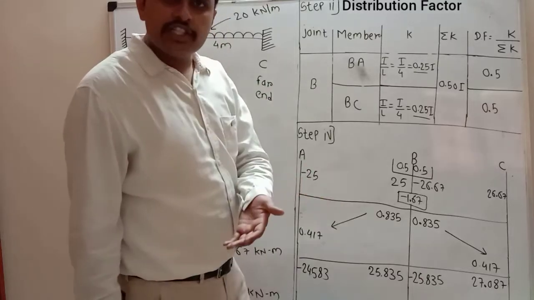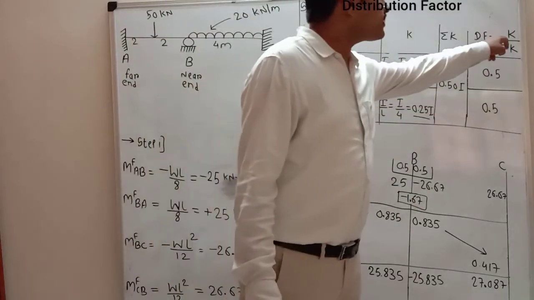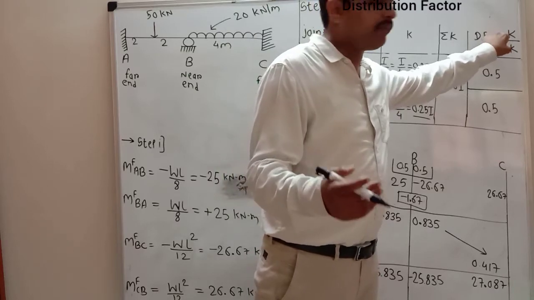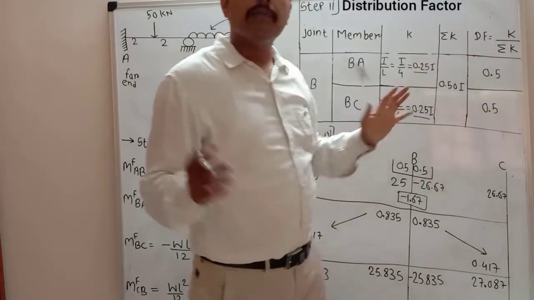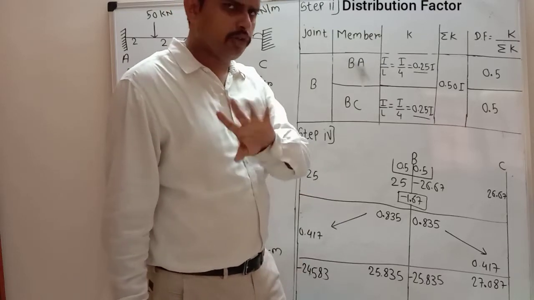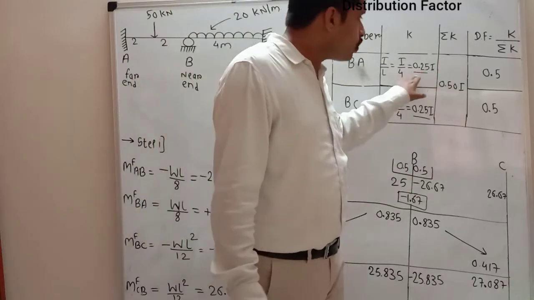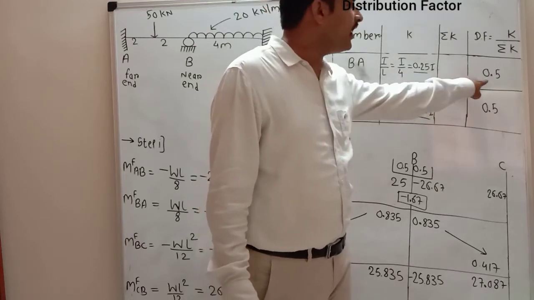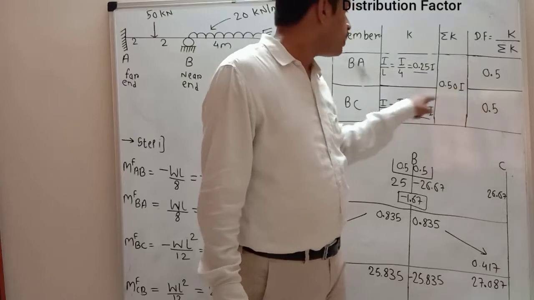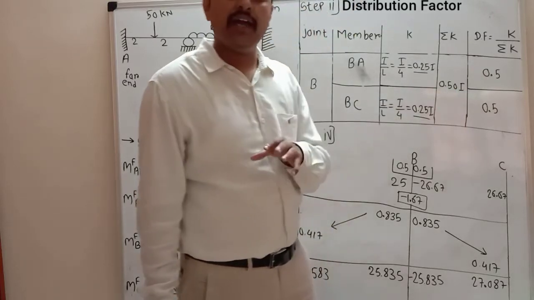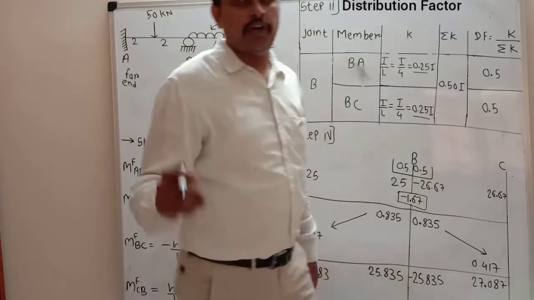Now how to calculate distribution factor? That is the stiffness factor of the individual member divided by the summation of stiffness factors of both members. So 0.25 I divided by 0.5 I, we will get 0.5. Again 0.25 I divided by 0.5 I, we will get 0.5.